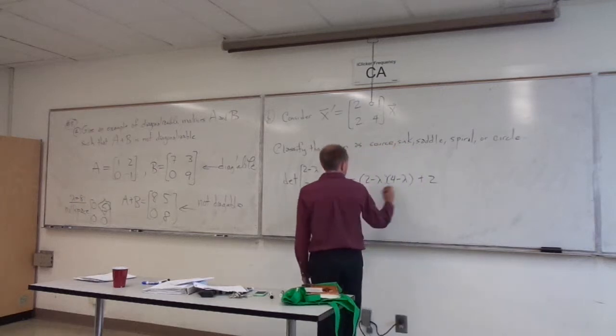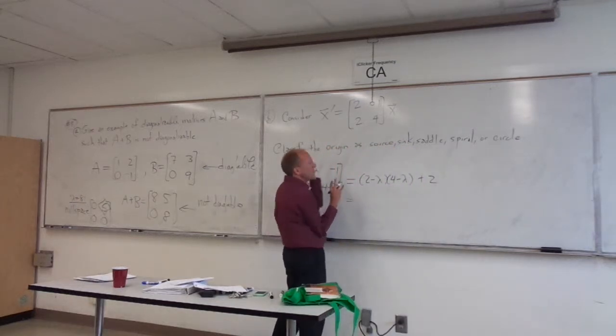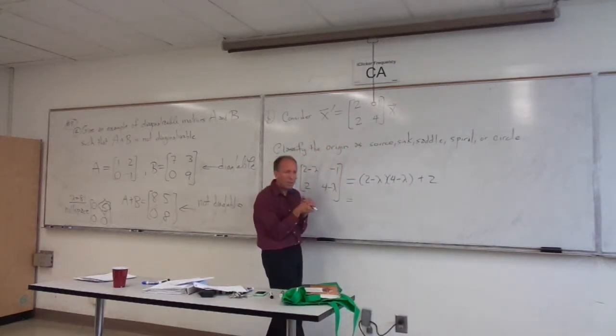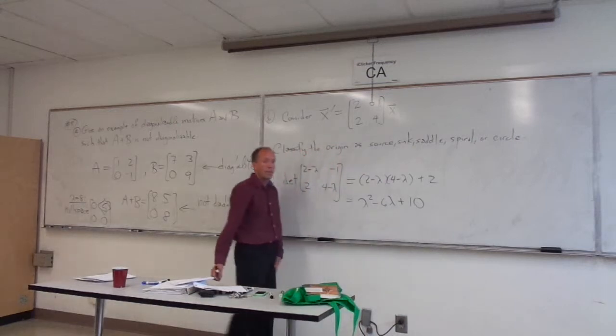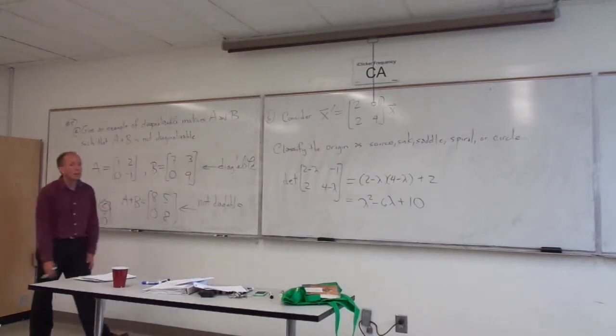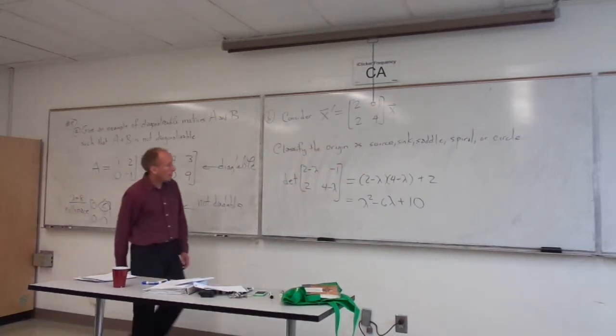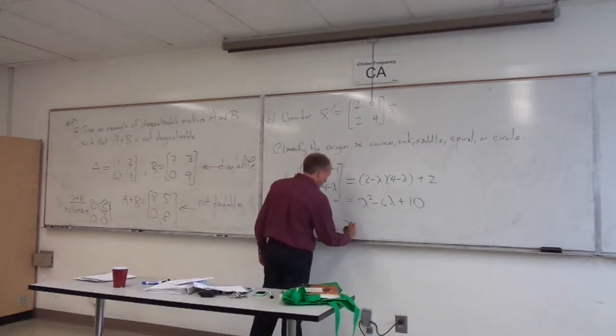And now this is just going to be a quadratic, right? We only do this for a 2 by 2, by the way. We only talked about this for a 2 by 2. So we're going to get lambda squared minus 6 lambda plus 10, I think. I did my math right. And so how do I find my lambdas now?